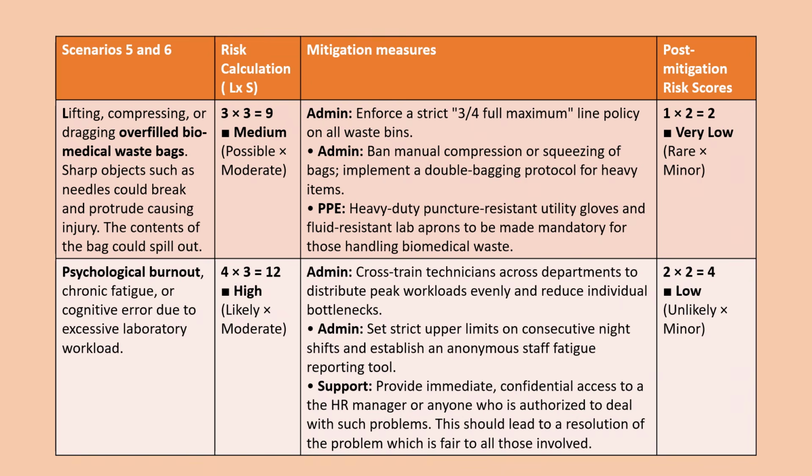Administrative mitigation measures: cross-train technicians across departments to distribute peak workloads evenly and reduce individual bottlenecks. Set strict upper limits on consecutive night shifts and establish an anonymous staff fatigue reporting tool. Support: provide immediate confidential access to the HR manager or anyone who is authorized to deal with such problems. This should lead to a resolution of the problem which is fair to all those involved. The post-mitigation risk score is 2 into 2, which is equal to 4, which is low.